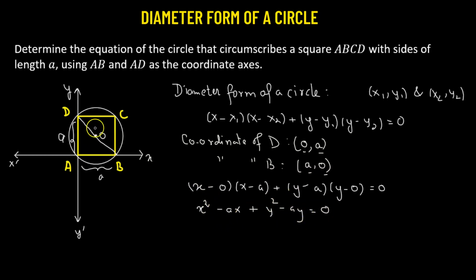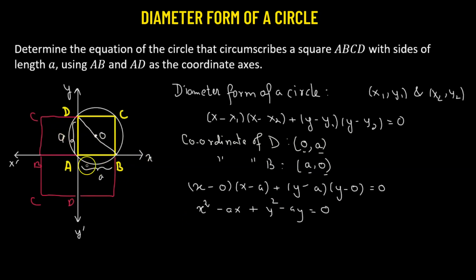Now, this is not the only possibility. We could have another scenario where the square is positioned such that the adjacent sides, let's call it A, B, C, D, have AB along the negative x-axis and AD along the positive y-axis. We could have another scenario where AB is along the negative x-axis and AD is along the negative y-axis, and we have one more possibility where AB is along the positive x-axis but AD is along the negative y-axis. So in that case, we are going to get 3 more circles.